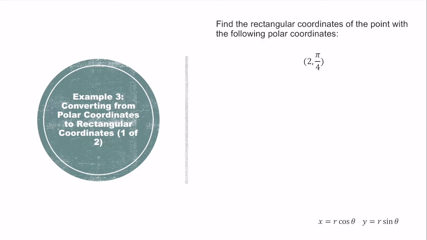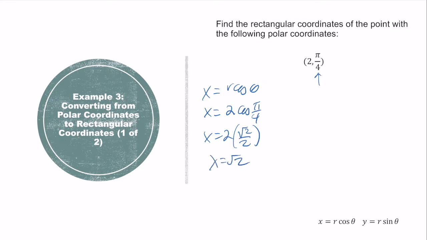So let's find the rectangular coordinates of the point with the following polar coordinates. So I've got (2, pi over 4). So if x equals r cosine theta, x equals 2 cosine of pi over 4. Well, cosine of pi over 4 is square root of 2 over 2. And pi over 4 is in quadrant 1, so it's positive. So I have x is square root of 2.